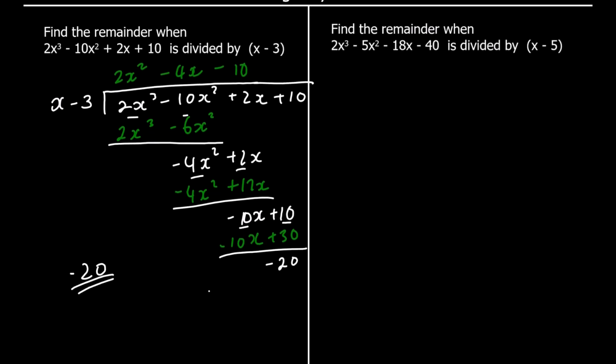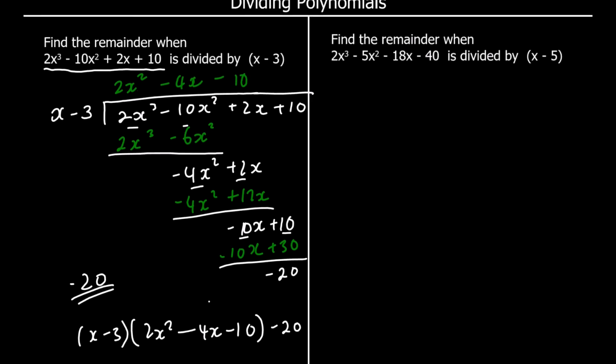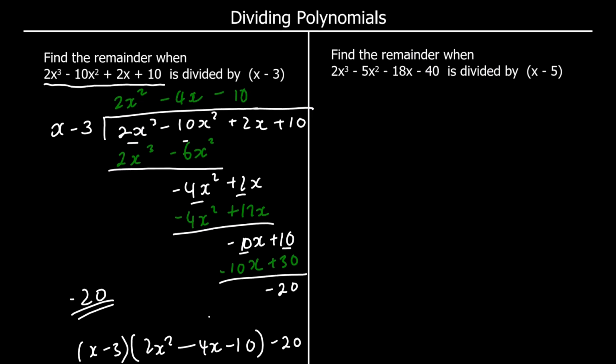So this time we can say if we did x minus 3 times 2x squared minus 4x minus 10, that wouldn't be the same as going back to the start. We would have to take away 20 to get back to where we started. One for you to try, so give it a go.